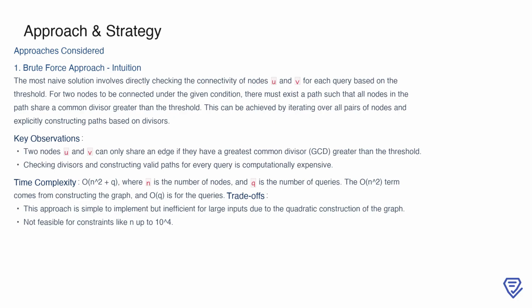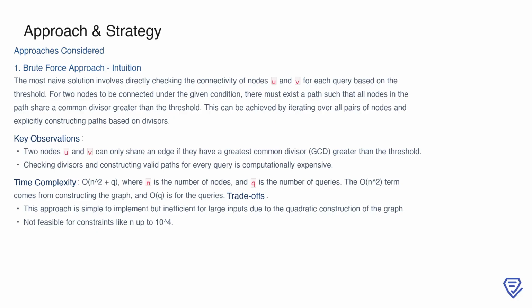However, this approach comes with significant challenges. First, two nodes can only share an edge if their greatest common divisor, or GCD, is greater than the threshold. While this observation helps, the process of checking divisors and constructing valid paths for every query becomes computationally expensive. The time complexity is O(n squared + q), where n is the number of nodes and q is the number of queries. The O(n squared) term comes from the graph construction, which involves iterating over all pairs of nodes, and the O(q) term accounts for checking the queries.